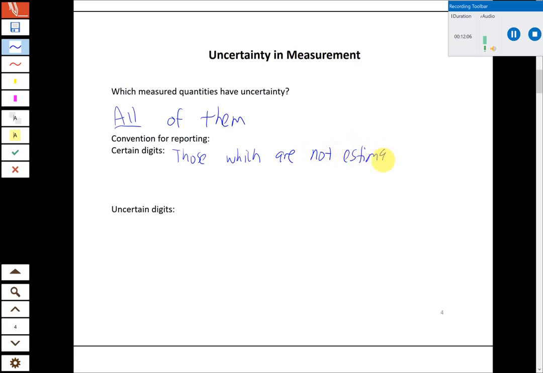There is no uncertainty in them. But then there's always going to be one or more digits that are uncertain, which are digits that must be estimated, or which, based on the precision of the instrument you're using to make the measurement, you cannot precisely know what those are. All right, so that's the idea about uncertainty, and I don't want to say anything more about it because it's not something that's going to come up really in the course.